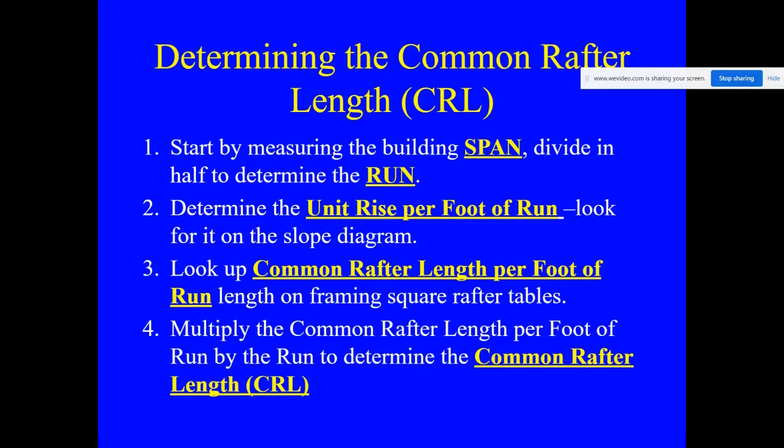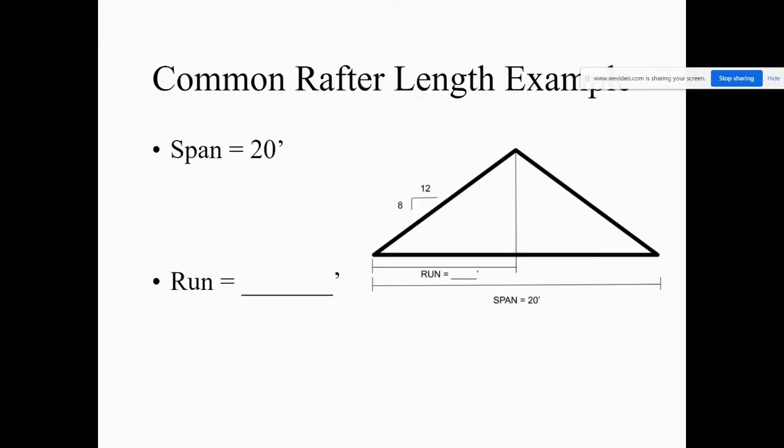And then to figure out the common rafter length, you multiply the common rafter length per foot of run by the number of runs, the amount of run, to figure out the common rafter length. All right, so let's practice this.